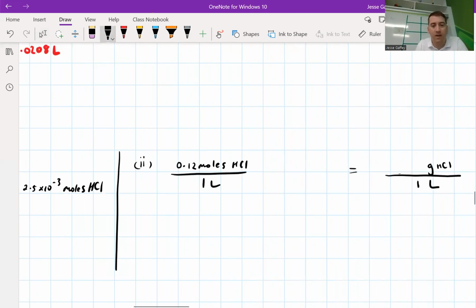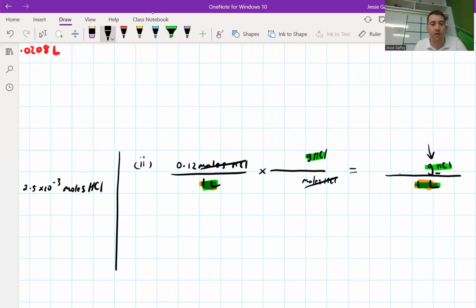Now you'll notice that the 1 liter and the 1 liter is fine. We want to leave that there, so we don't need to get rid of liters, but we do need to lose the moles, and we need to turn them into grams. So we're going to times by a conversion factor that has moles of HCl on the bottom, so we can cancel moles of HCl with moles of HCl. And then we want grams of HCl on the top, because that has to be in our answer over here. And then look what we're left with: grams of HCl over 1 liter. So that's how the unit analysis works.